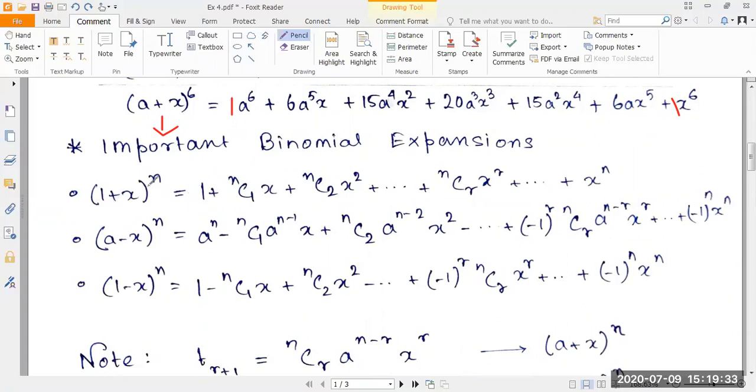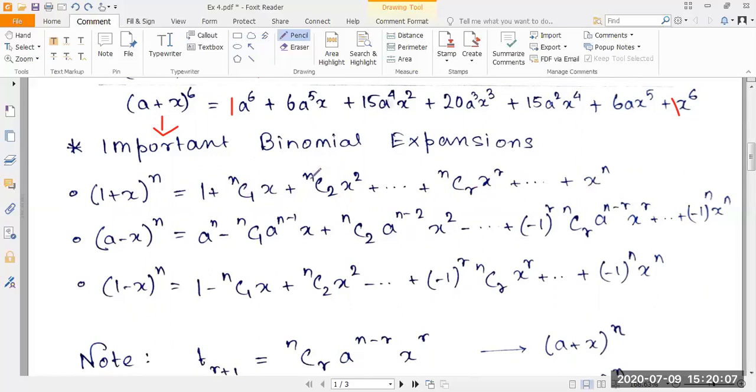So we have (1 + x)^n equals 1 + nC1 x + nC2 x² + ... The (r + 1)th term is nCr x^r, and the last term is x^n. Initially we had a^n; that a^n becomes 1^n, which is 1. The next term we had nC1 a^(n-1) x. Again, a^(n-1) becomes 1^(n-1), and 1 to the power anything itself is 1.